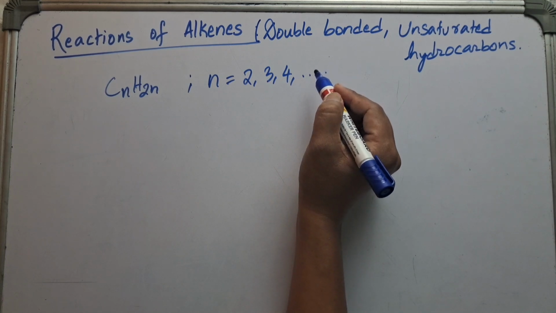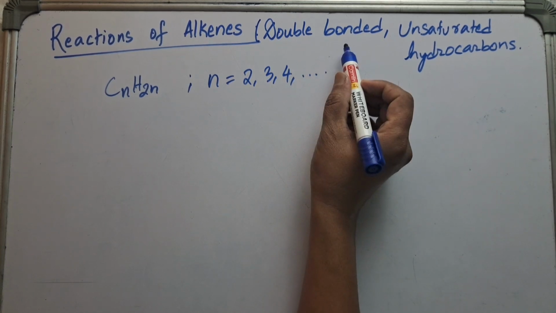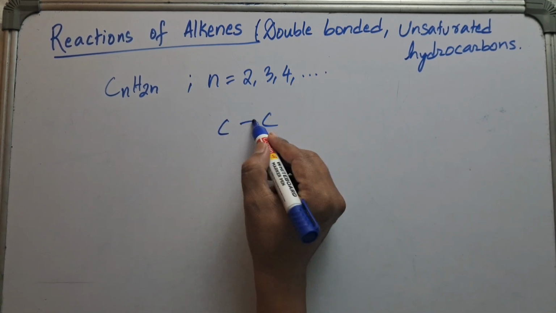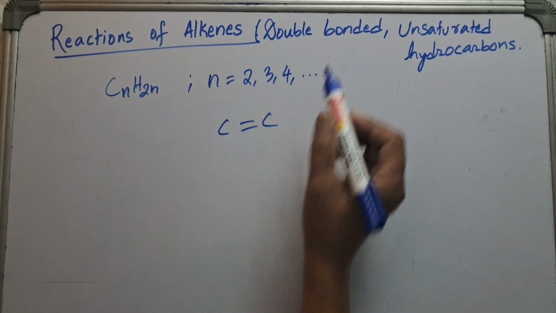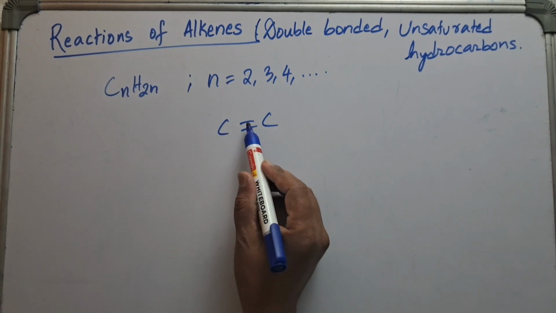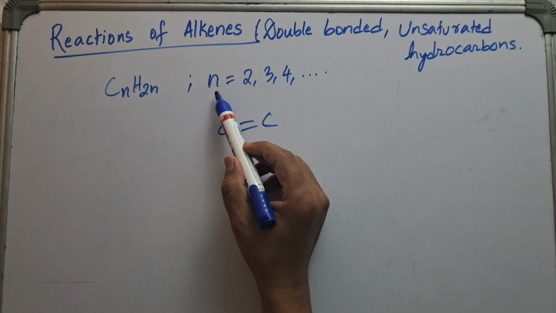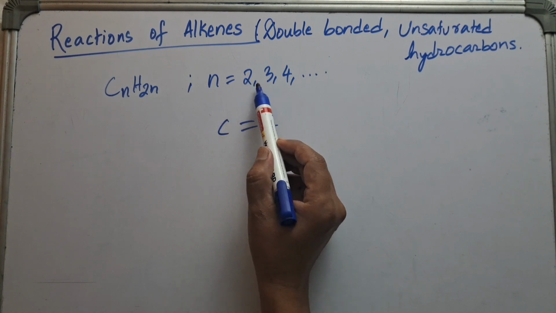Never less than 2, because alkenes are double bonded, so at least 2 carbon atoms must be present to contain this double bond, isn't it? So the value of n in case of alkenes is at least 2 or more than 2.